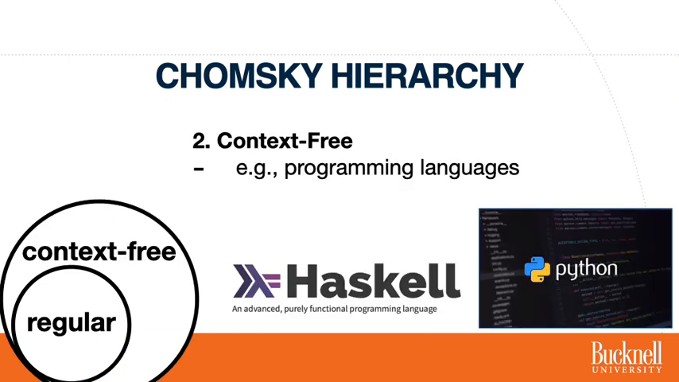At the next level, we have context-free grammars. Context-free grammars have enough expressive power to describe all programming languages, such as Haskell, Python, and so on. Each level of the Chomsky hierarchy includes all grammars at the lower level. Anything that can handle context-free grammars can also handle regular grammars.